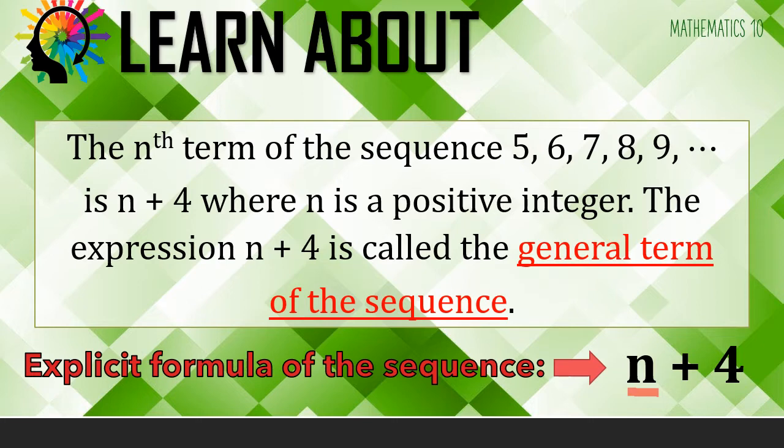So it's correct. If we check the second term, we simply substitute 2 for n. So 2 plus 4 is 6. It's correct. For the third term, 3 plus 4 is 7. And the fourth term, 4 plus 4 is 8. And so on. That means the explicit formula, the general term, or the nth term of the sequence stated here, n plus 4, is correct.